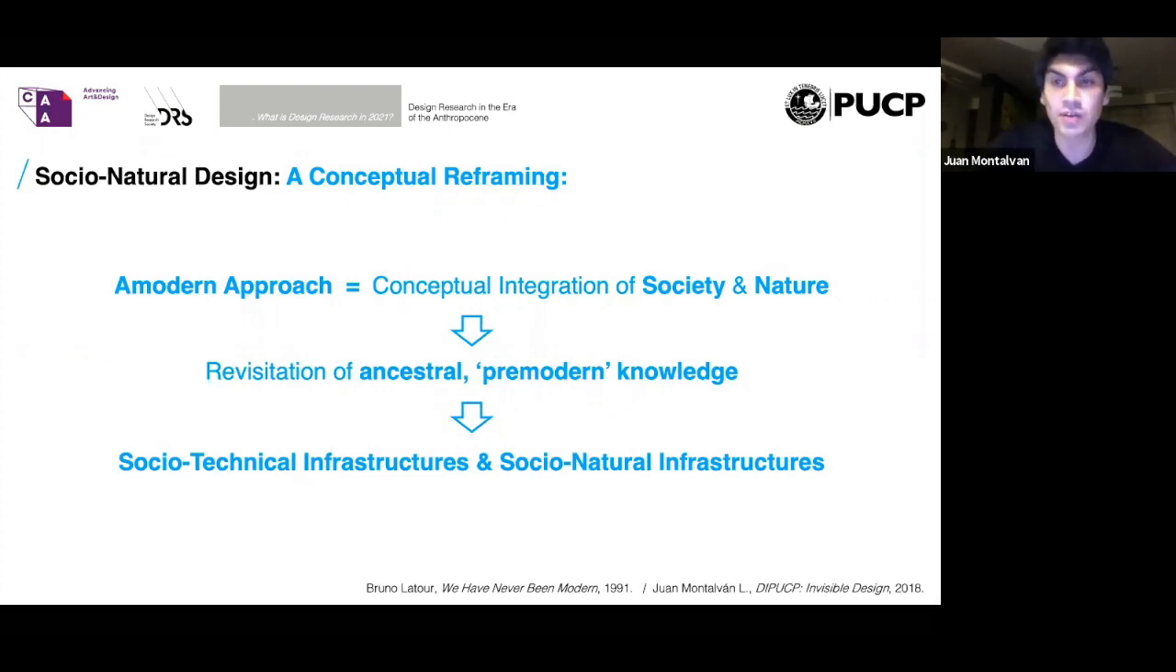This is particularly interesting in building a perspective of design research in countries in Latin America, for instance, where there is a strong ancestral background that most of the time has been put aside or not taken seriously. But from this amodern perspective, we can actually find really interesting aspects of it. For instance, the fact that in pre-modern design activities there were already concepts of contemporary socio-technical infrastructures, and it opens the idea of also understanding how we can start designing socio-natural infrastructures in our current design practices.